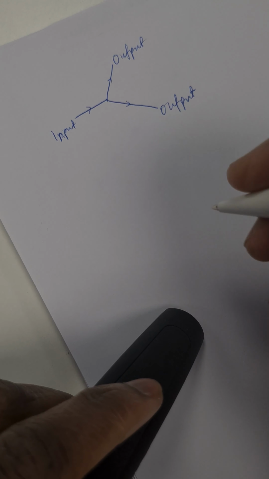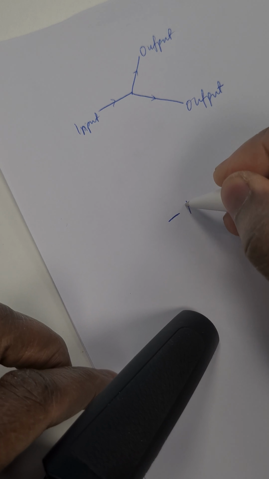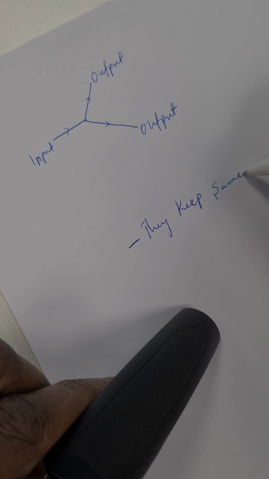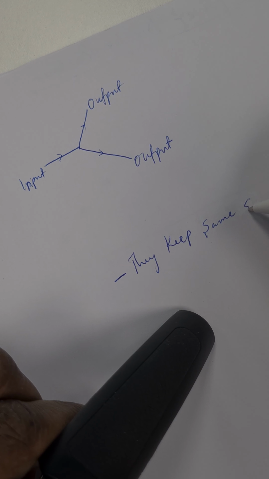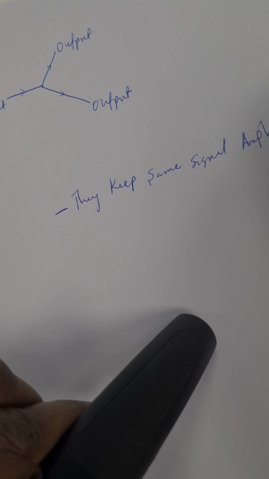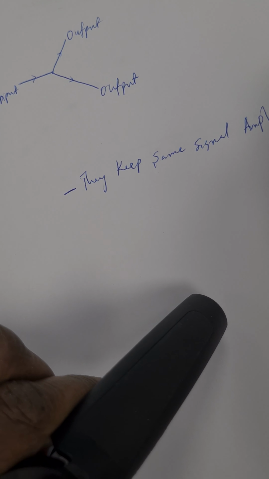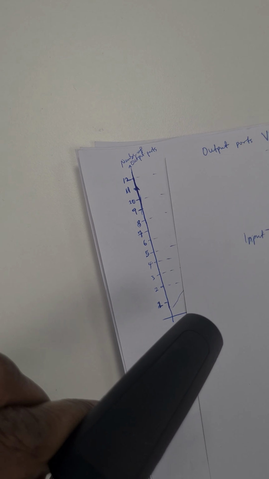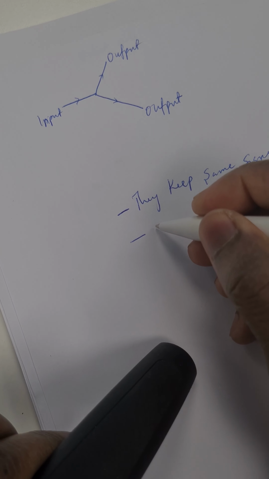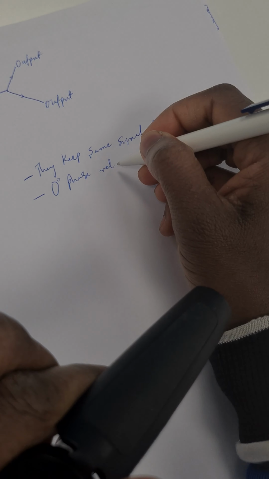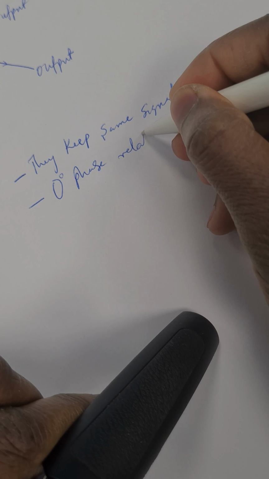But the major drawback, okay, let's first look at the characteristics. So the characteristics of a power divider or power combiner: number one is that they keep the same signal amplitude. Also, another thing is that they have a 0-degree phase relationship. This is very important.